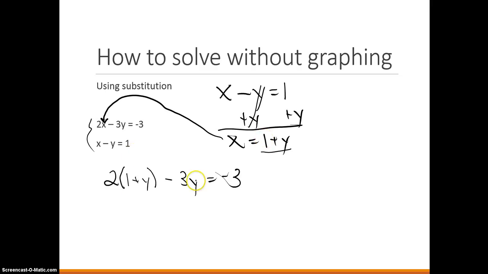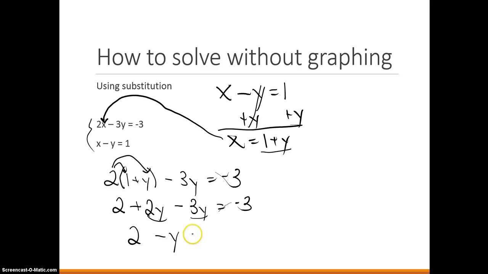Now my equation only has y's in it, so I can solve. First thing I have to do is distribute. So I have 2 times 1 is 2, plus 2 times y is 2y, minus 3y is equal to negative 3. Now I'm going to combine like terms. 2y minus 3y are like terms. That combines to negative 1y, or I can just write it as negative y. And I'm left with 2 plus negative y, or 2 minus y, is equal to negative 3.